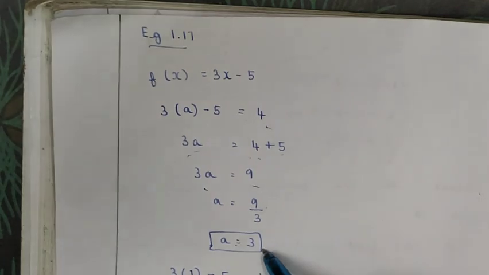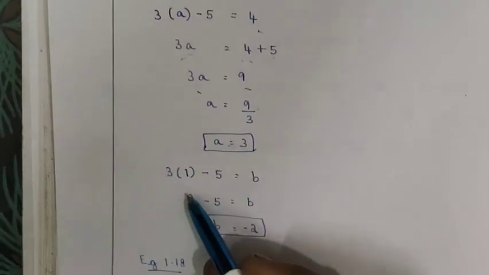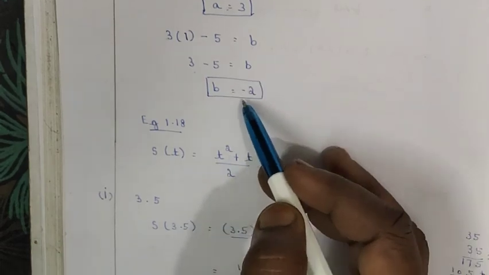A equal to 3. Now, next one is given as (1, b). So 3 into 1 minus 5 equal to b. 3 minus 5 equal to b. B equal to minus 2.